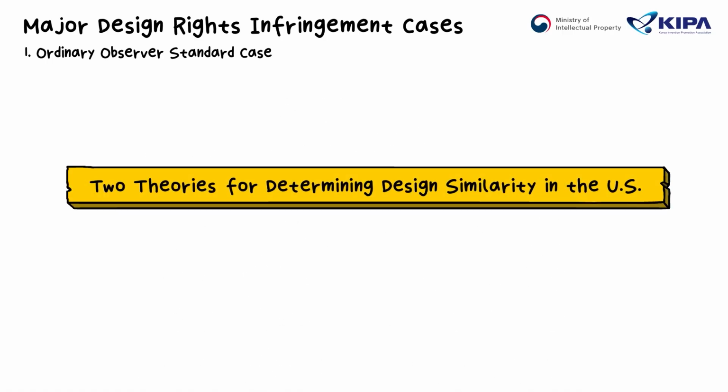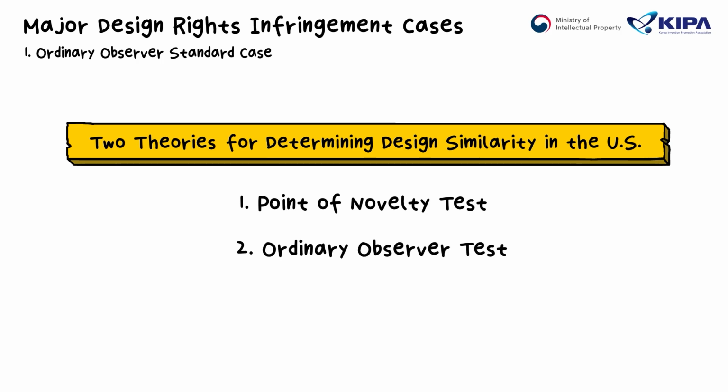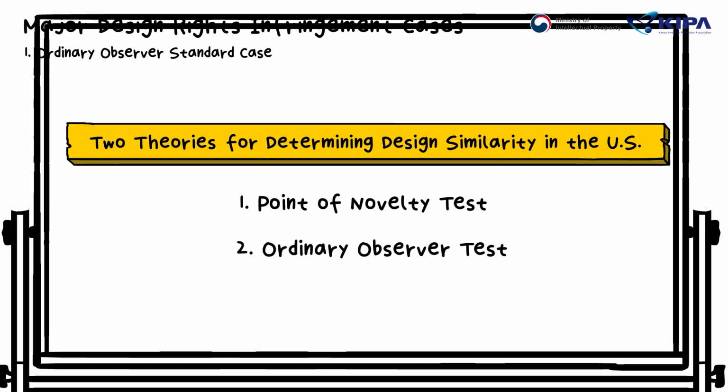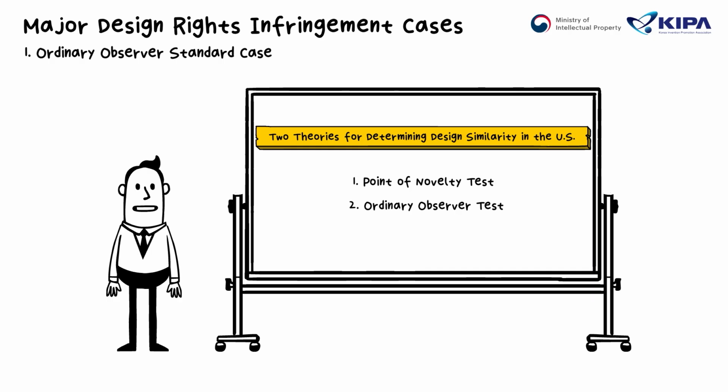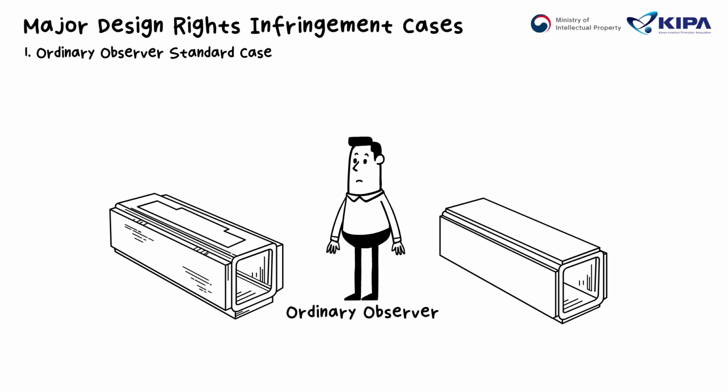In the United States, 2 principal theories were applied when assessing design similarities to determine infringement of design right. The point of novelty test is a way to determine whether the alleged infringing design incorporates all of the novel features that give the registered design its distinctiveness. The ordinary observer test is a way that assesses whether an ordinary observer, familiar with the product and aware of prior designs, would be deceived or confused by the alleged infringing design. This case is an example of the application of the ordinary observer test.